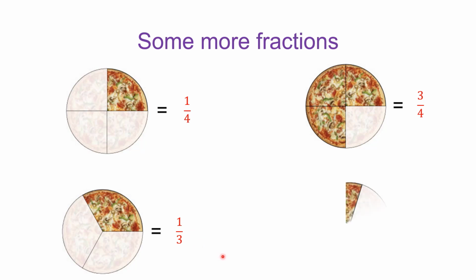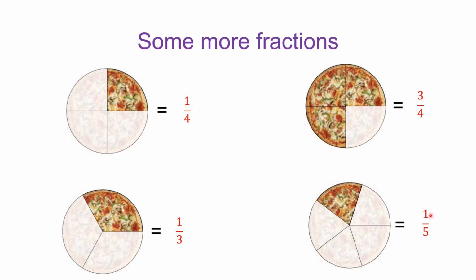Let us see another picture. Here it is divided into 5 equal parts. We can see only one part of the pizza, that is 1 out of 5 equal parts. So it can be written as a fraction 1 by 5, 1 out of 5 equal parts, 1 by 5.